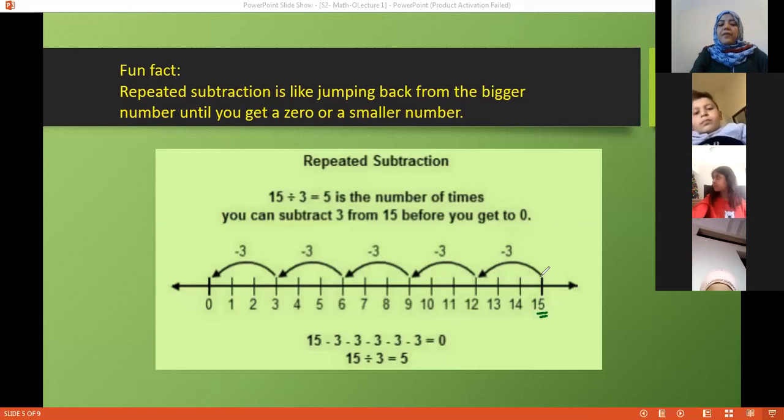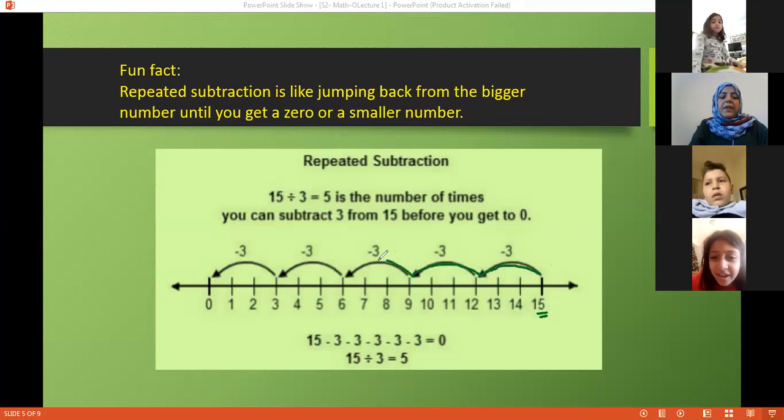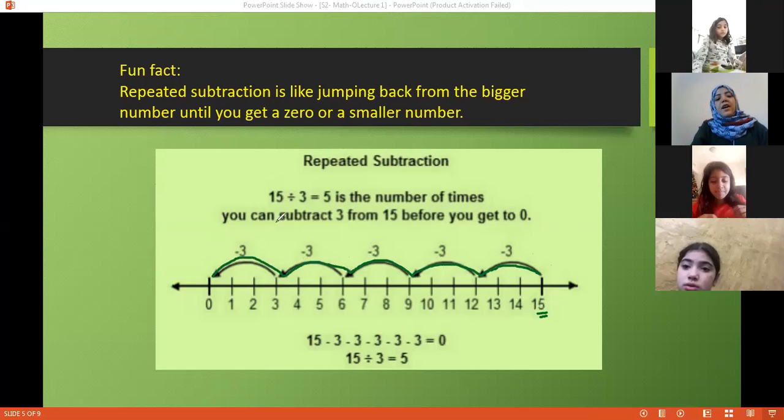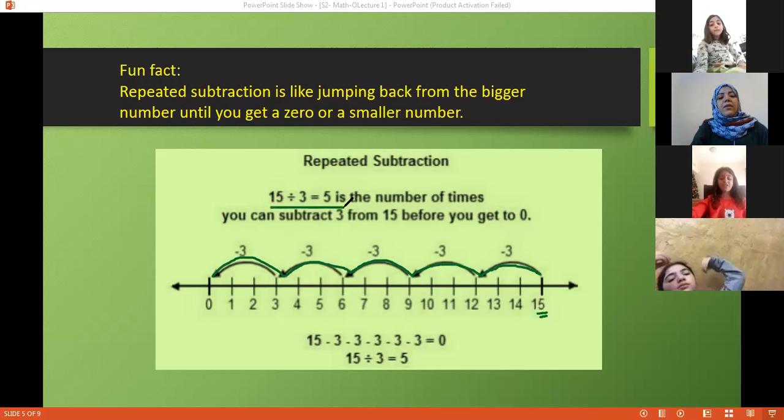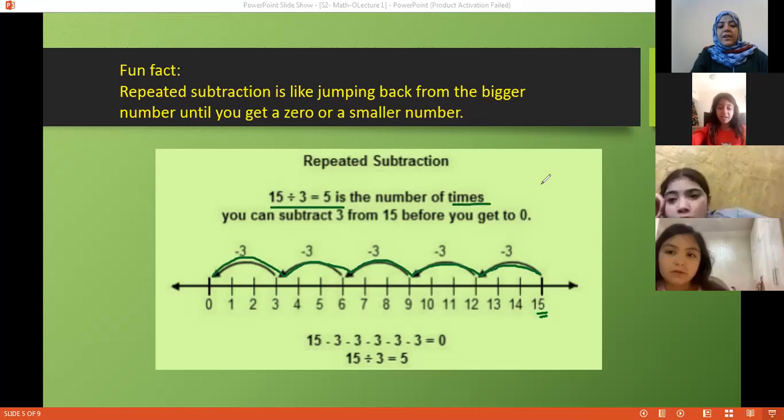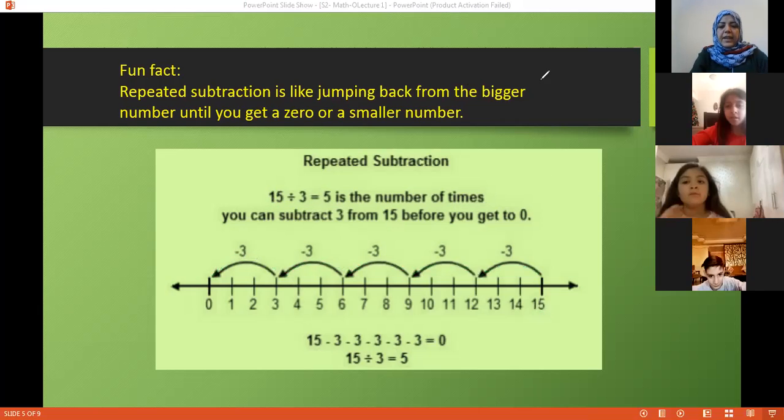Guys, look at them. The first time I subtracted minus 3. What did I get? 12. Then minus 3. 9. Minus 3. 6. Minus 3. 3. Then minus 3. 0. So how many times did I jump? 5 times. So 15 divided by 3 equals 5 times. Okay, I'm going to continue with more examples until you know what you are going to do. Let us continue.